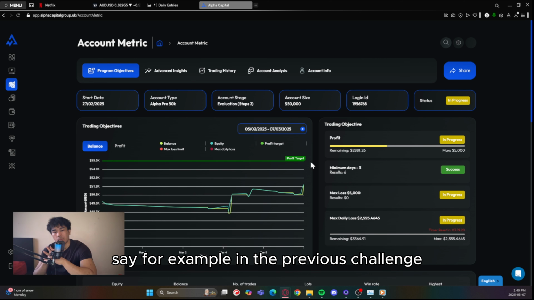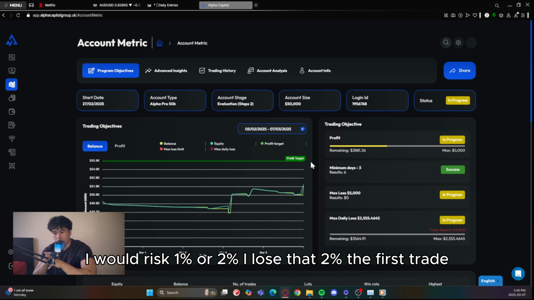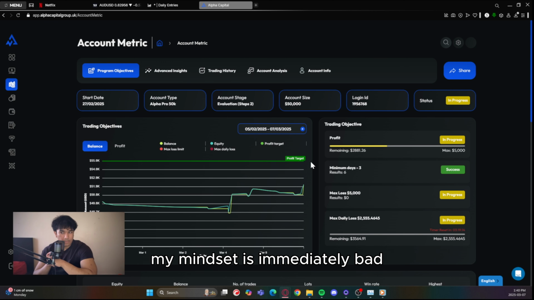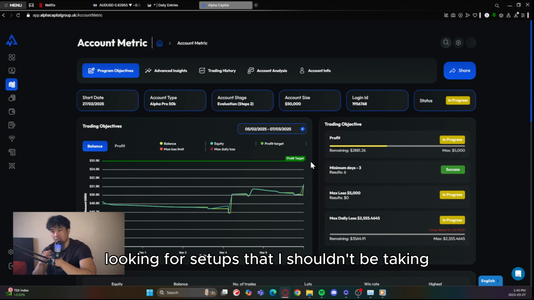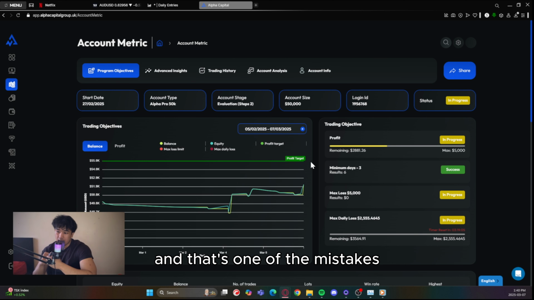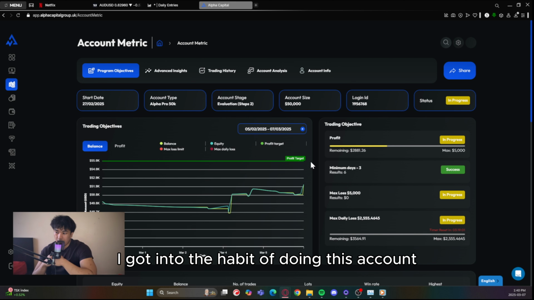Say, for example, in a previous challenge, I would risk 1% or 2%. I lose that 2% the first trade, my mindset is immediately bad. Like, I need to recover that. I'm going to start increasing my risks, looking for setups that I shouldn't be taking. And that's one of the mistakes I got into the habit of doing.